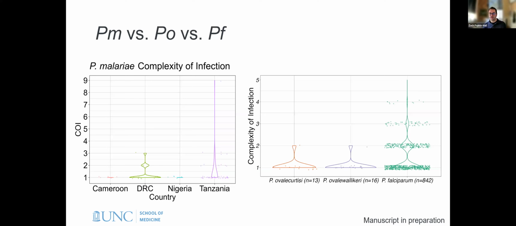And then he has falciparum on the right there, where you'll see that there's quite a bit more polyclonal infection than we see in either PM or PO. Although I will add the caveat that I have not yet done thorough comparisons of my PM samples to PF samples from the same regions.